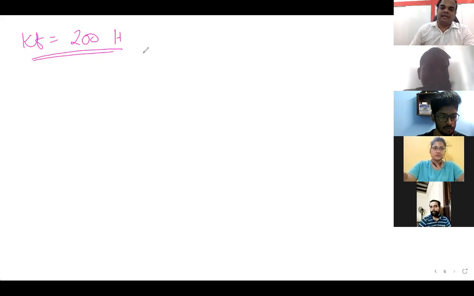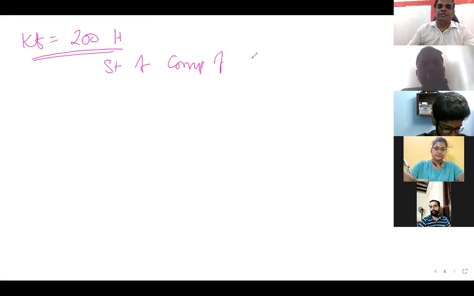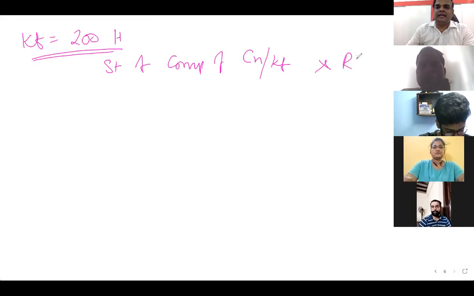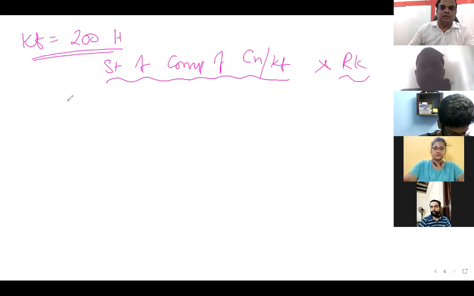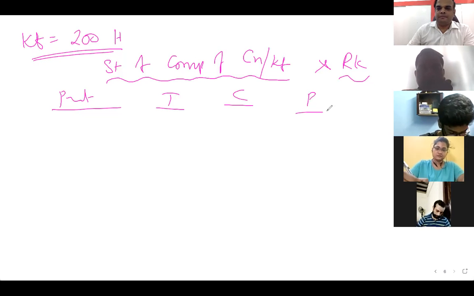What is the second step? Computation of contribution per key factor, and ranking also you are going to do in the same step. Particulars: tea, coffee, and pepper. Yes, sir, three products.